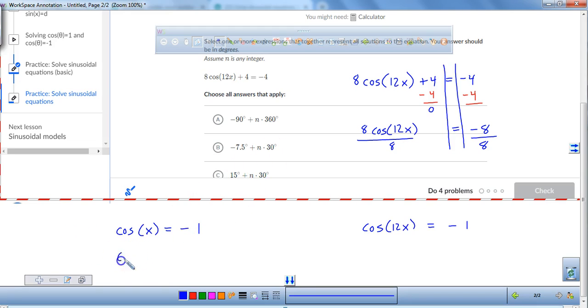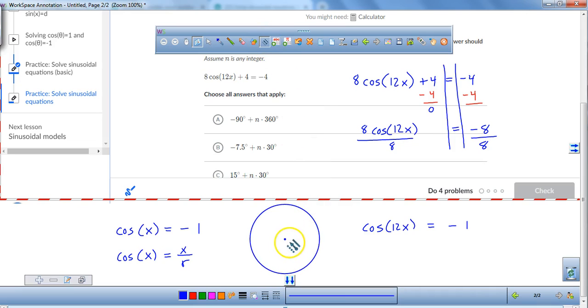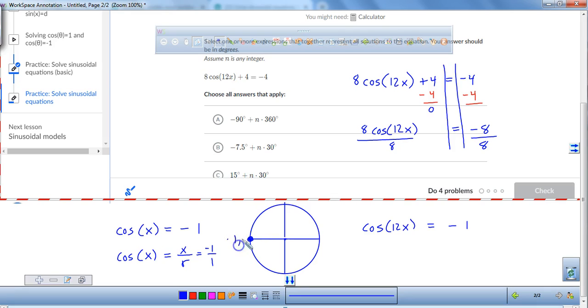And remember, the cosine of x is always the relationship of your x value to your r value in the unit circle. So I'm going to make a quick little unit circle. Hope you guys visualize it just a little bit. Alright, so there's my unit circle. In the unit circle, where is the x value negative 1 and the r value a positive 1? Well, that's right here, at negative 1, 0.